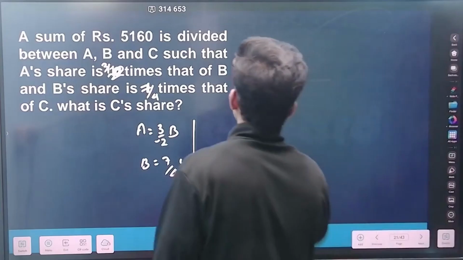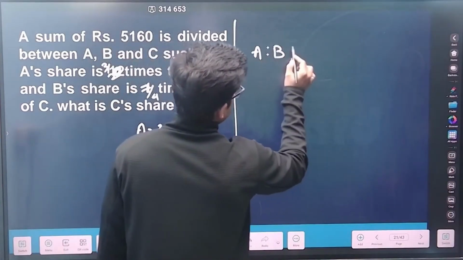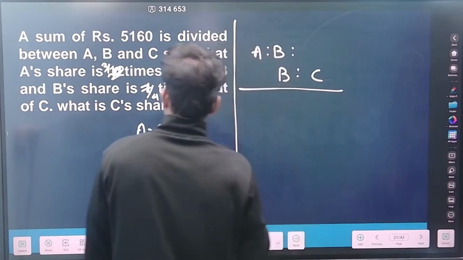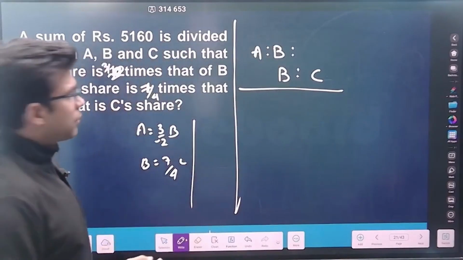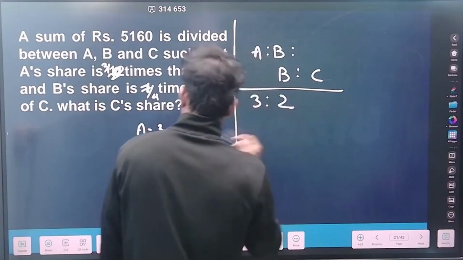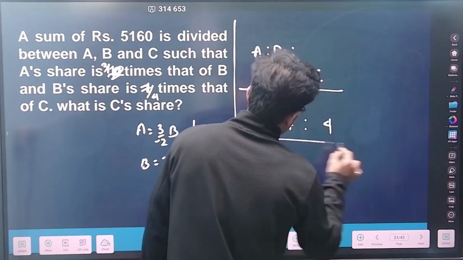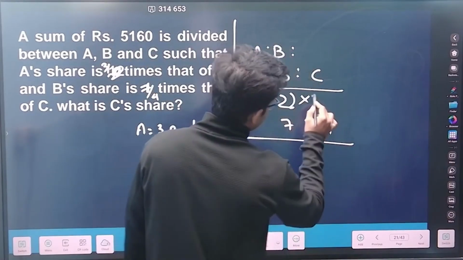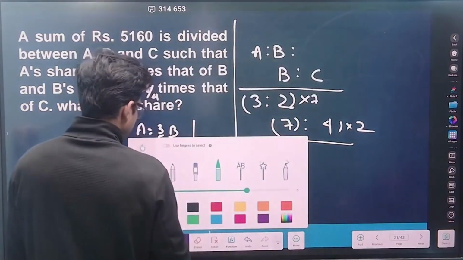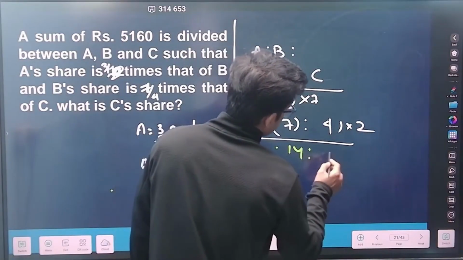Now, from here, A is to B is how much? And B is to C is basically how much? So, A is to B is what, guys? Come on, think. 3 is to 2. A is to B is basically 3 is to 2. And B is to C is basically 7 is to 4. So, I'll multiply this whole by 7 and this whole by 2. What I'll get? 21 is to 14 is to 8.